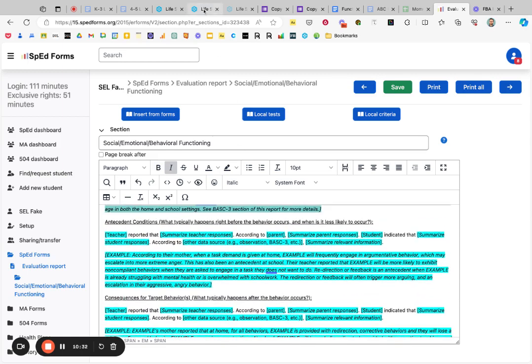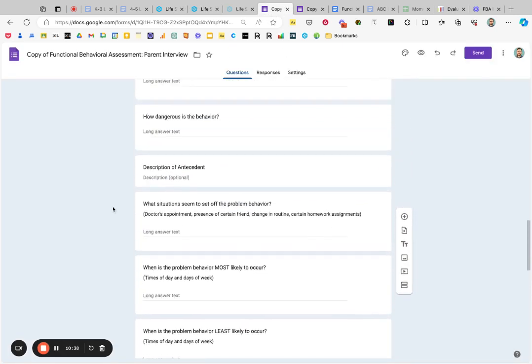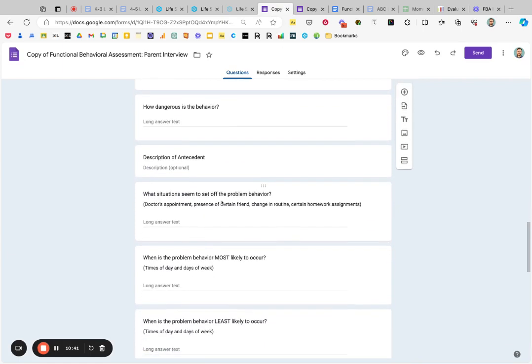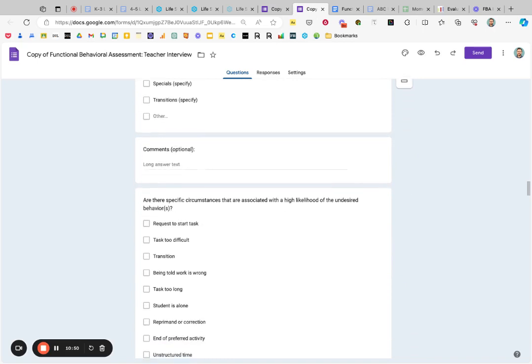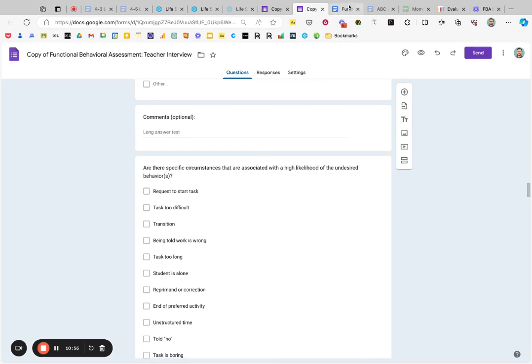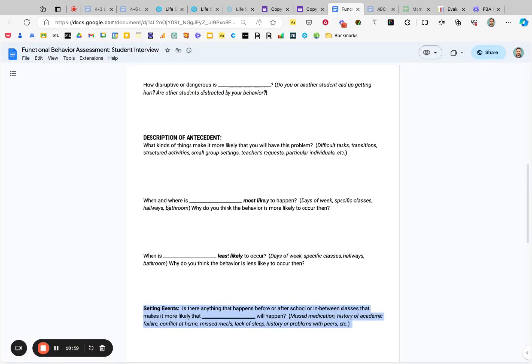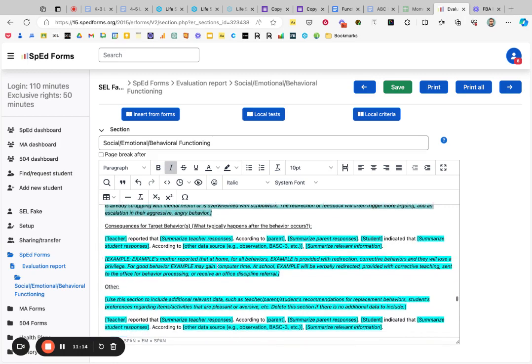Antecedent conditions. So that's asking about the match, essentially, like right before. And I'm continuing to just reference these interviews. What situations seem to set off the problem behavior? When is it most likely to occur? Are there specific situations associated with the high likelihood of the undesired behaviors? And then for the student, when is the behavior most likely to happen? So again, familiar here, but sentence stems, and I'm pulling from those 3 interviews to write out what people are seeing. And then there's this full-on example right underneath here.